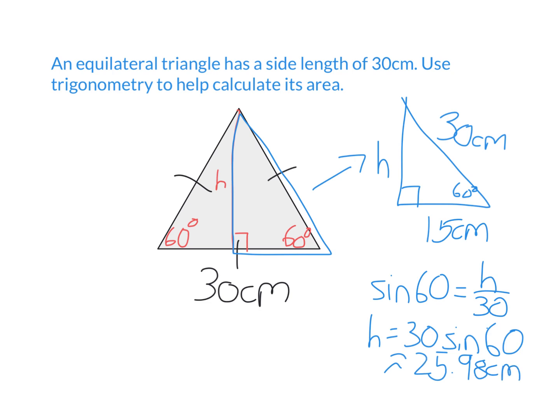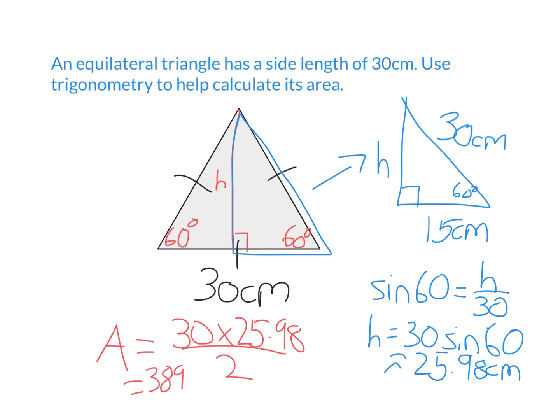So what that means is the area of this triangle will be base times perpendicular height, now that I've found that, and then divided by 2. Again, putting that on our calculator, we get about 389.7, and areas in units squared. So it'll be 389.7 centimeters squared, and we're done.